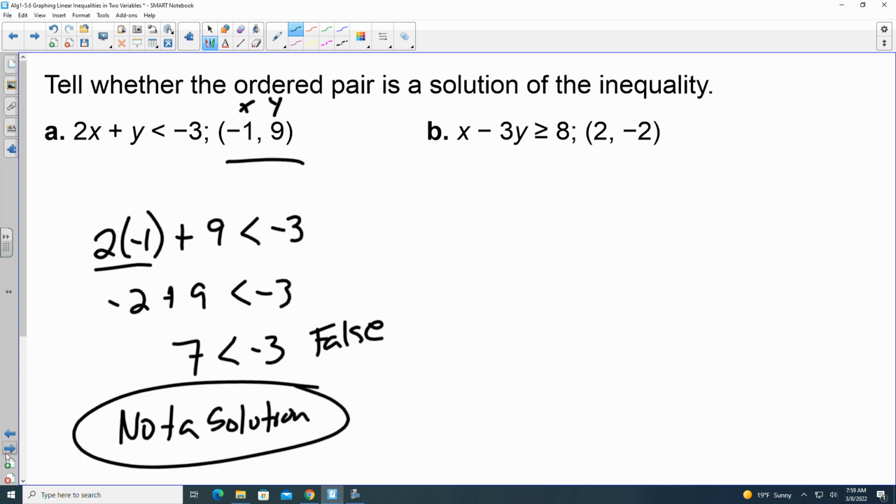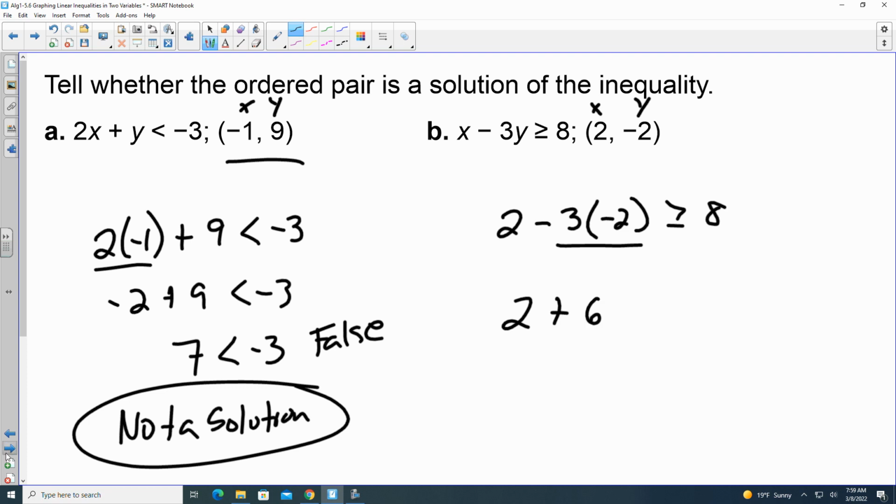Looking at B, same idea. You replace 2 for x, -2 for y, and see what we have. So this is 2 minus 3 times -2, and we want to know if it's greater than or equal to 8. Order of operations, I'm taking care of this multiplication. So -3 times -2 is +6, and 2 plus 6 is 8. So now it's 8 greater than or equal to 8. Is 8 greater than or equal to 8? Well, it's equal to, so this is a true statement. So this would be a solution.